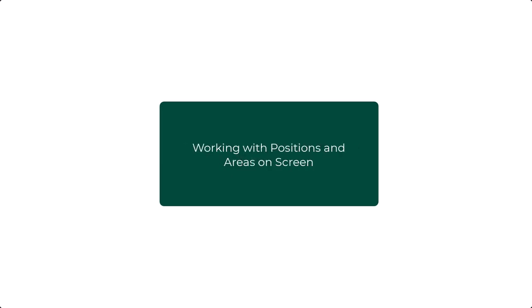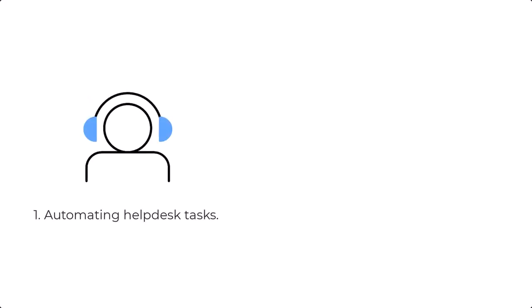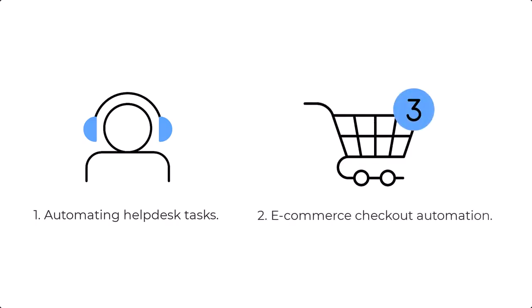In this video, we'll focus on working with positions and areas on the screen. You'll learn how to optimize image and text recognition for more flexible and accurate automation. This technique is useful in scenarios like automating help desk tasks, where you need to interact with different UI elements across varying screen positions, or in e-commerce checkout automation, where specific fields or buttons on the checkout page need to be identified and filled out dynamically. In today's tutorial, we will try out examples and see how it actually works.